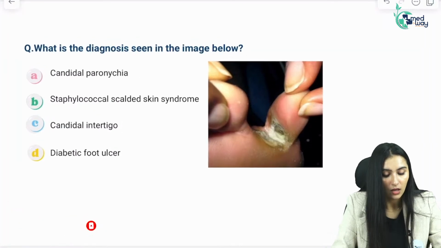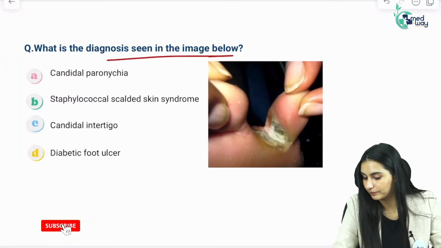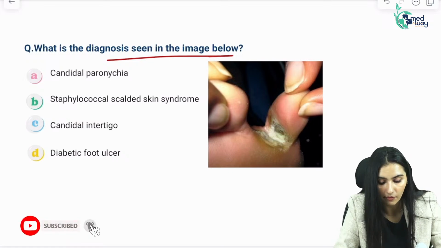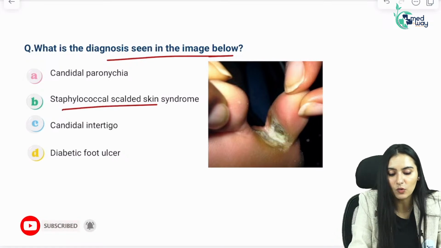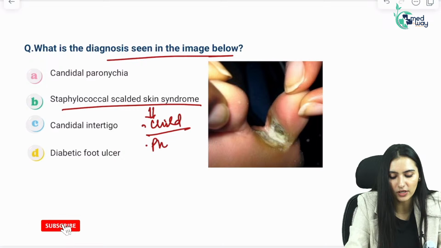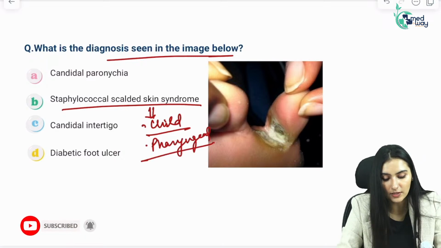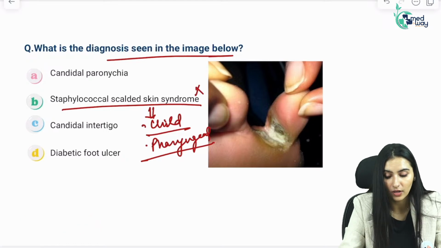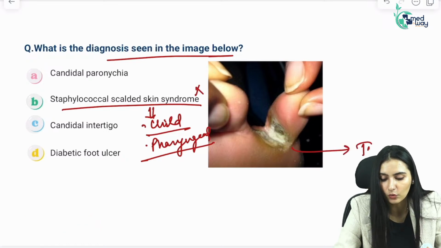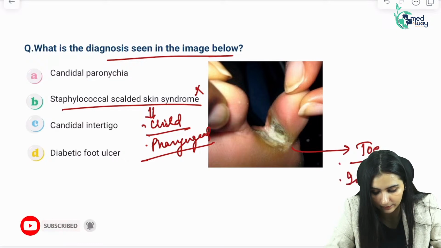Next question. Now, what is the diagnosis seen on the image below? Okay. We have seen staphylococcal scalded skin syndrome. We have just seen there was a child, they had given a pharyngeal infection history. So, this is not staphylococcal scalded skin syndrome. What is this area? This is your toe. This is what? Intertriginous area.